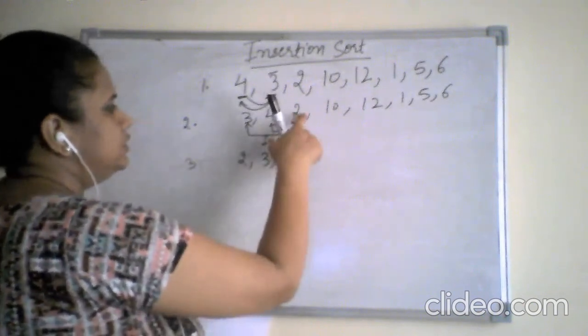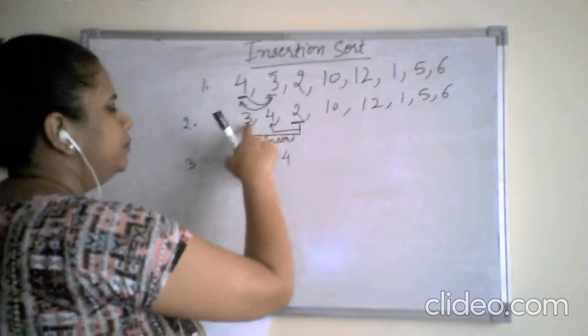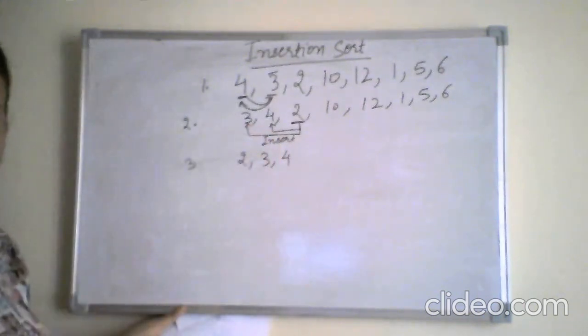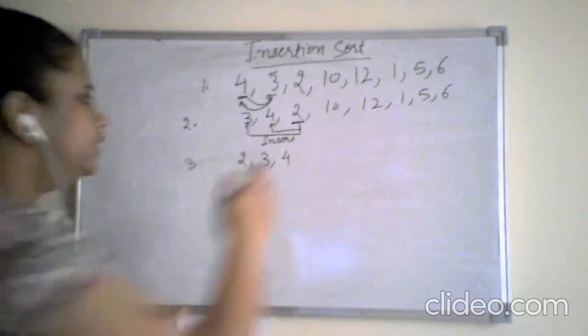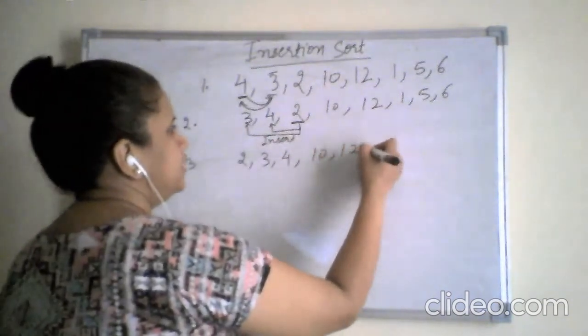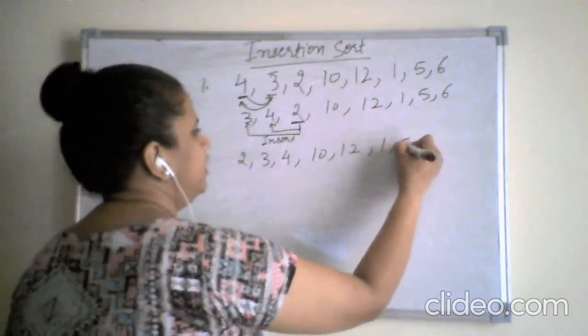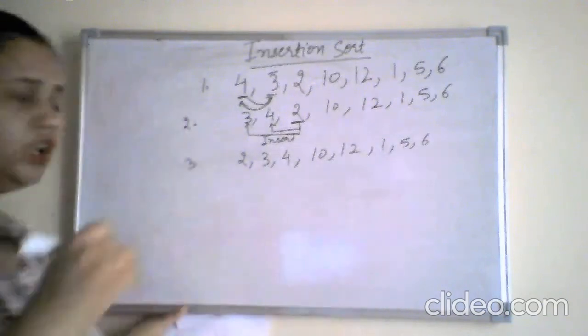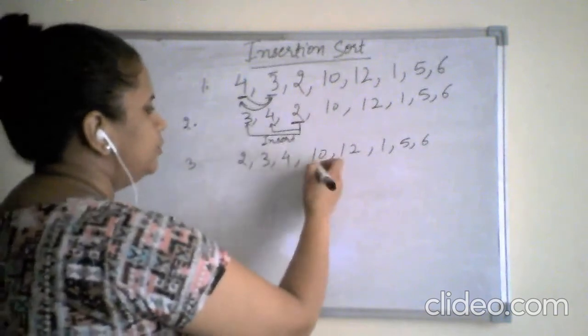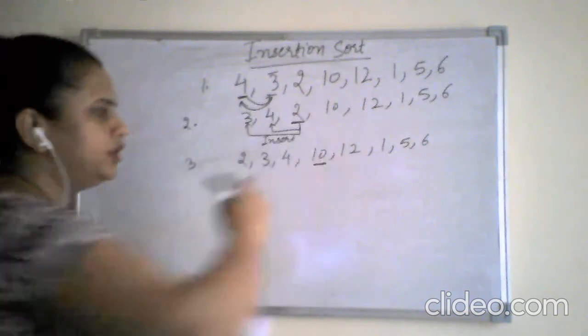Earlier its place was here. After I am done with the comparison of it with the other subparts, I will be inserting that at the initial stage. So after the second comparison, this is how my data will look. Now I have already done the comparison with the third place. Now my pointer is at the fourth location.